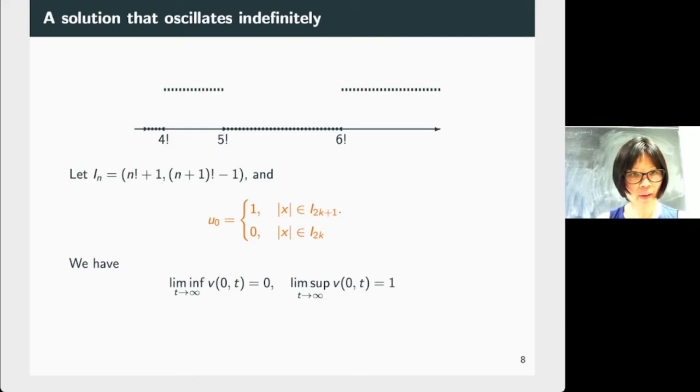Let I_n be the interval between n factorial plus 1 and (n plus 1) factorial minus 1. The plus 1 and minus 1 outside of the factorial are just there so that there is some room to transition and make this graph smooth. U0 is going to be 1 if x is in I_{2k+1} and 0 if x is in I_{2k}.